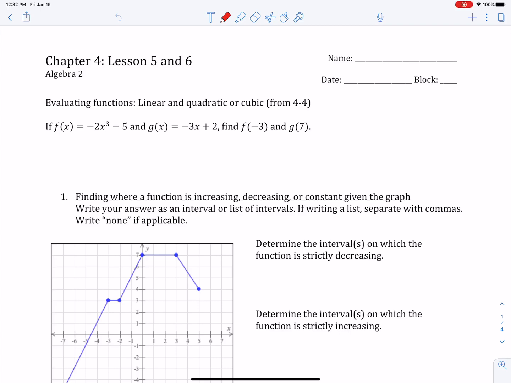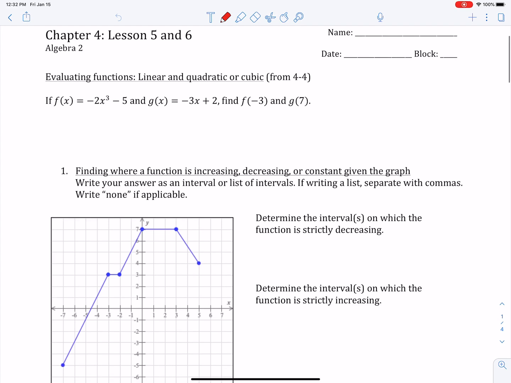Hi everyone, this is Algebra 2, Chapter 4.5, as well as Chapter 4.6. We're going to be looking at evaluating functions, linear and quadratic or cubic.